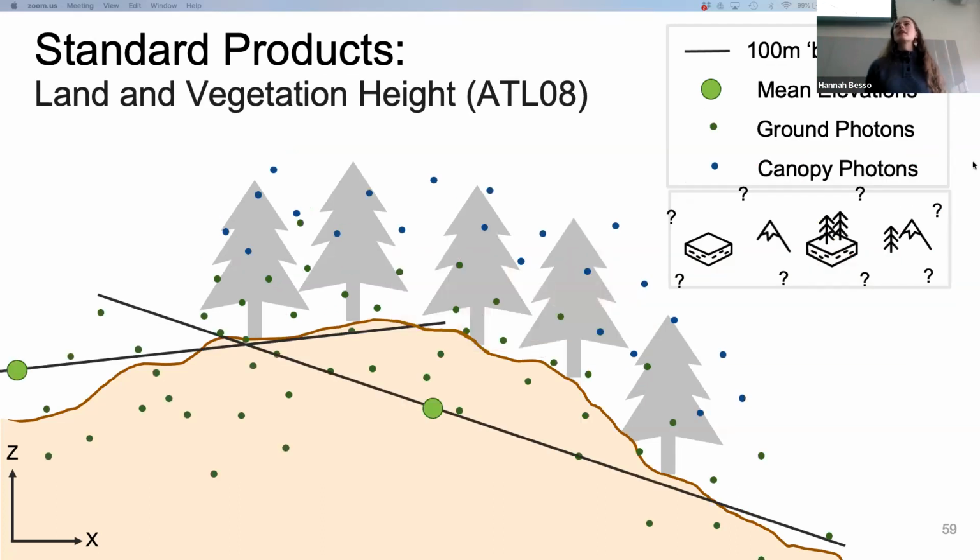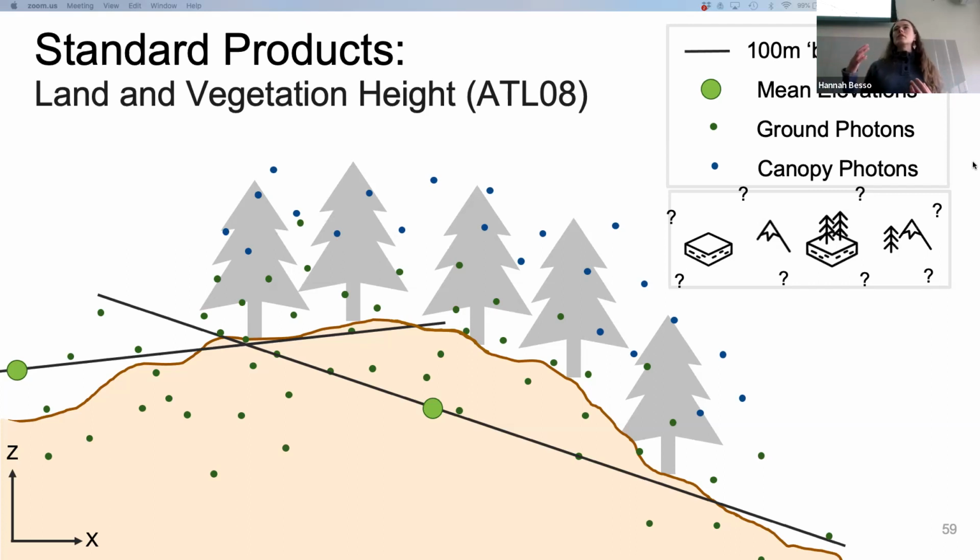Another standard product that has been used to try to measure snow depth is the land and vegetation height product. This has longer best fit lines, about 100 meters long, again with mean elevations centered along those segments. And this product is able to differentiate between canopy cover and ground cover. So if we are only interested in the ground, we can exclude information about the canopy cover.